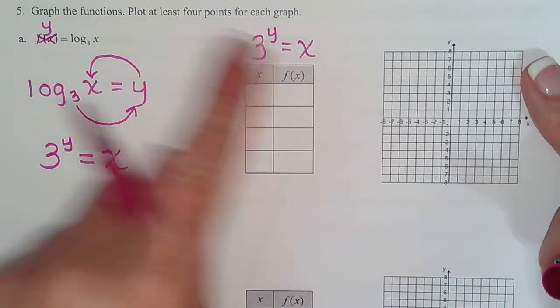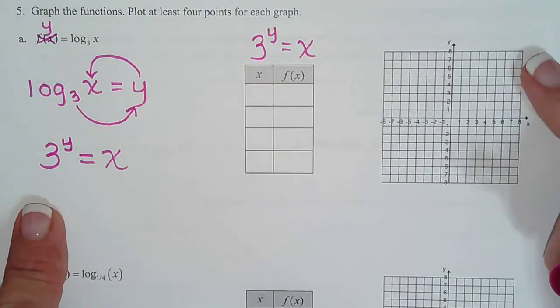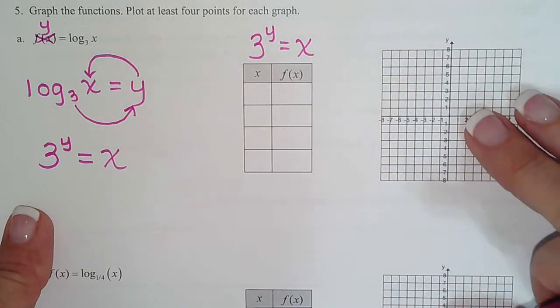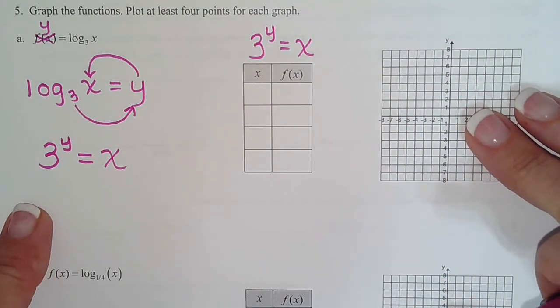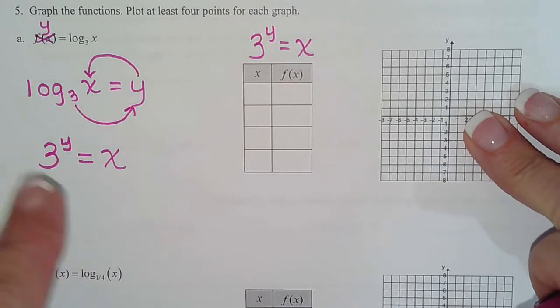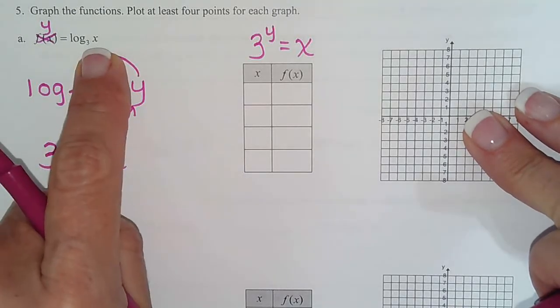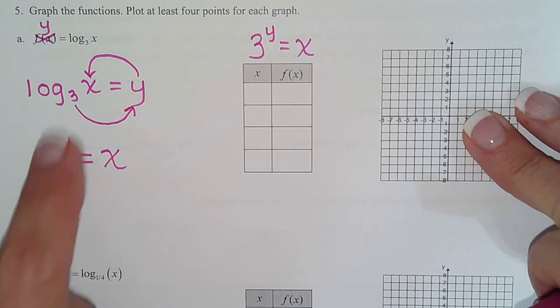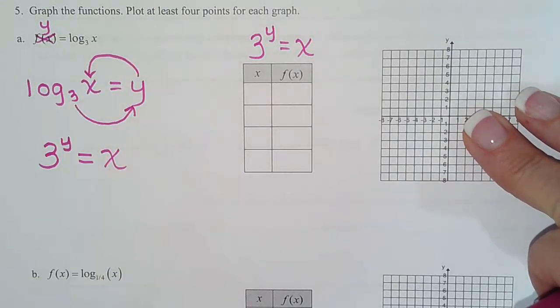This is another part of the next class where they don't let you use a calculator, so you'll have to do all the graphing by hand. You won't be able to use a graphing calculator, so you have to be able to change the log into this form because you can't type this into the calculator. So 3 to the y equals x using our loop and swoop.